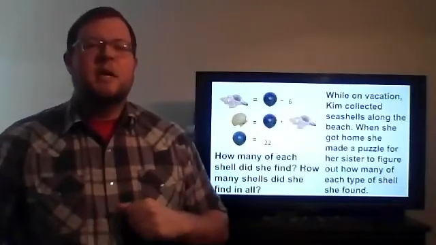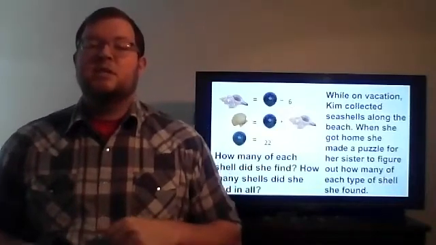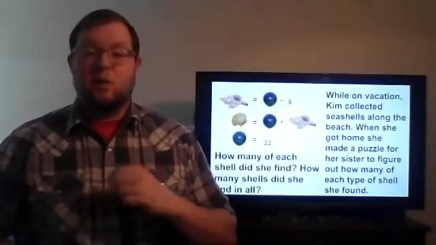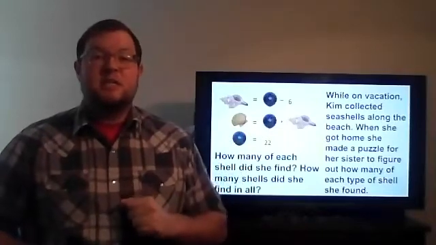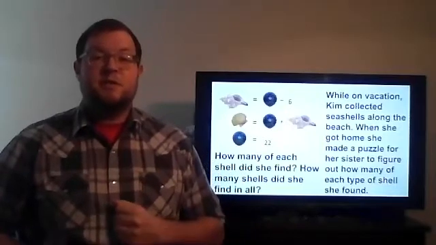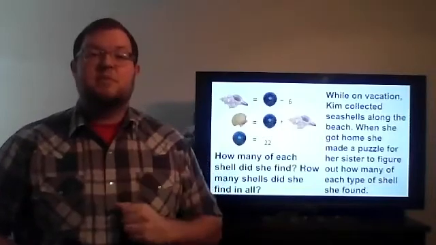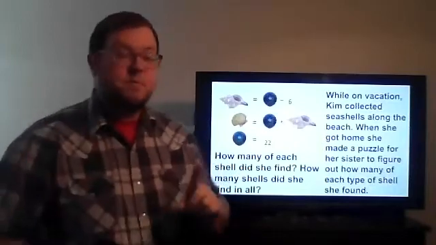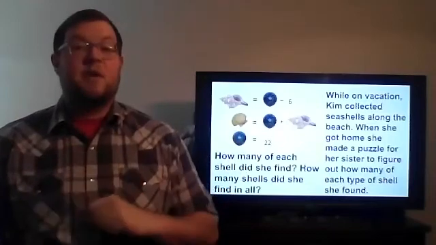Our first problem deals with seashells and our character Kim, who finds some seashells and brings them home. So I want to go ahead and read our problem slash story, and then we're going to dive right in. While on vacation, Kim collected seashells along the beach. When she got home, she made a puzzle for her sister to figure out how many of each type of shell she found. Okay, so if you look at our picture here, we have three different types of seashells that Kim found.